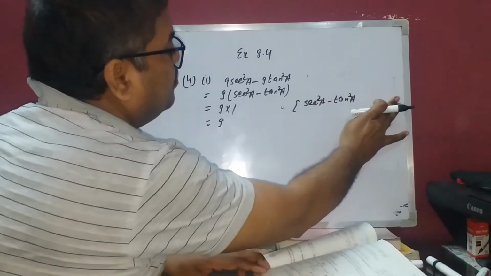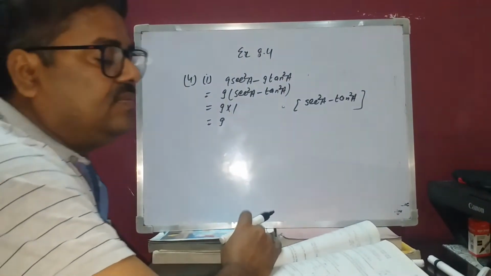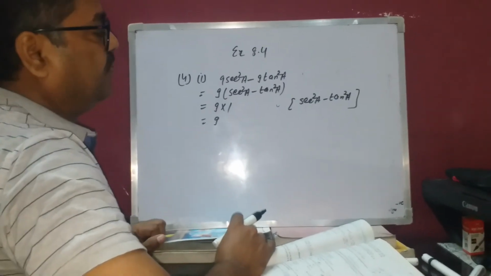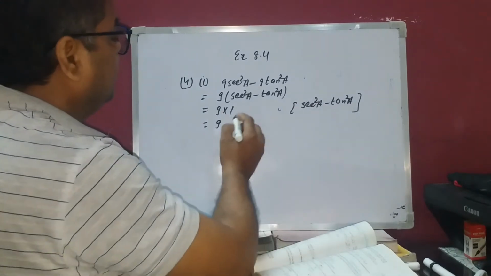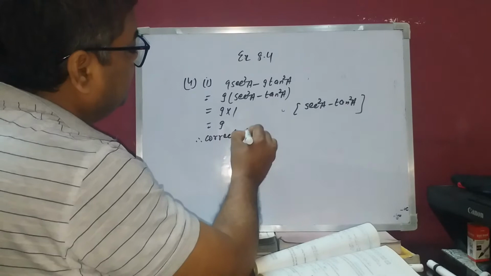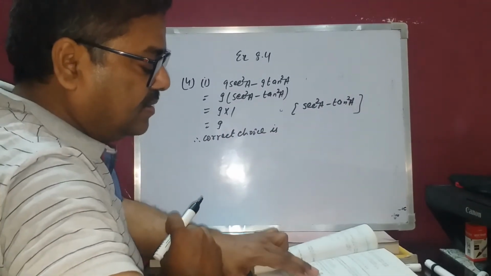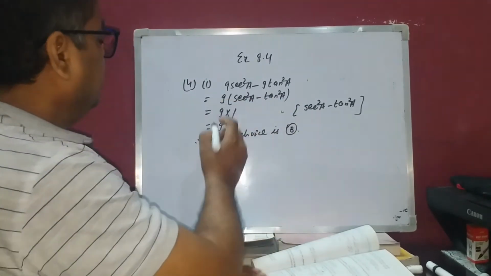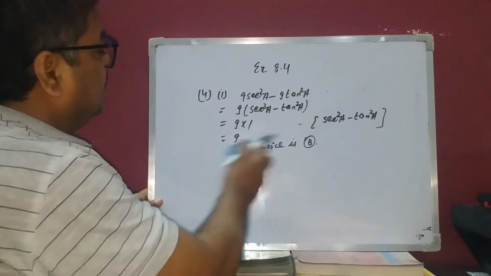If you write the information side by side, in this way you will be aware of the mathematical trigonometrical identity. And this is also impactful for the answer. Therefore, the correct choice is what? It is mentioned in B. So you will write here B. Now, question number second.